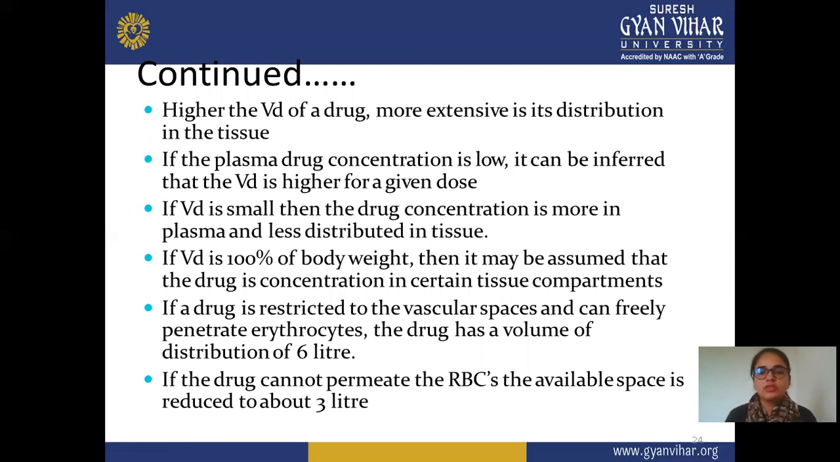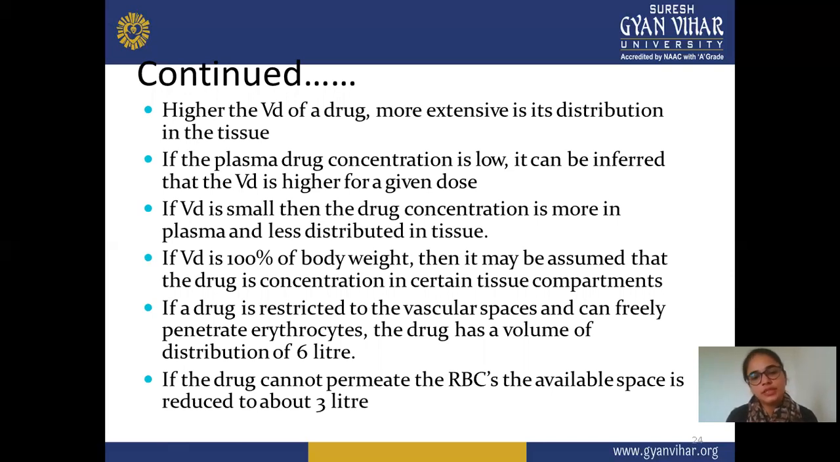Next, if the plasma drug concentration is low, it can be interpreted that the volume of distribution is higher for a given dose. This means that when plasma drug concentration is low, the volume of distribution is higher when the dose of drug given is high. And if the volume of distribution is 100% of the body, then it may be assumed that the drug is concentrated in a certain tissue compartment. In some conditions we say this is 100% body drug distribution, so we are assuming the concentration of the drug is in that particular tissue compartment.